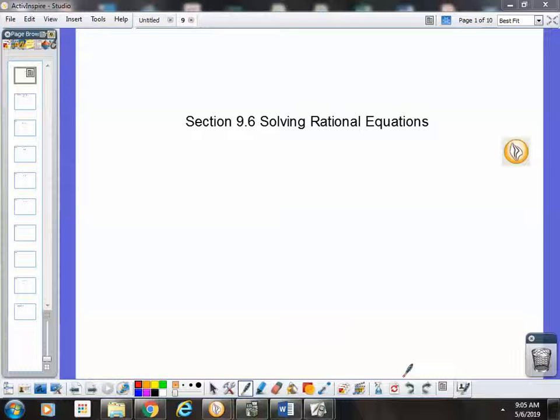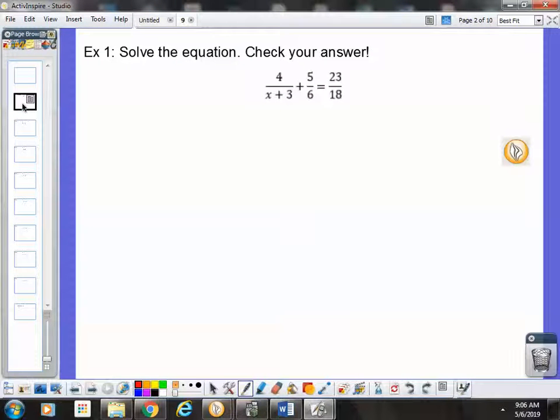This is section 9.6, solving rational equations. All right, let's get started. We need to solve this equation and check your answers. Go ahead and copy this down, and we'll talk about a few things before we get started.